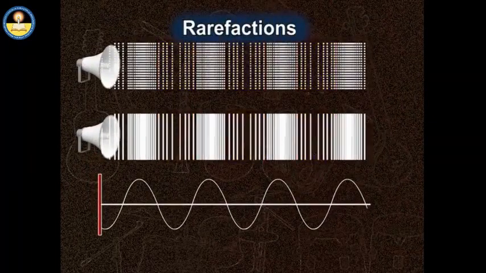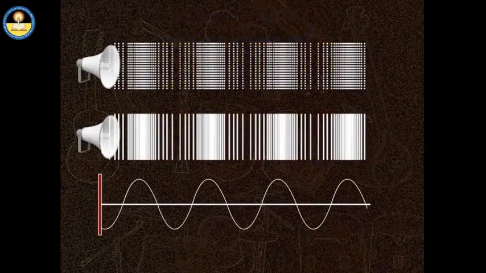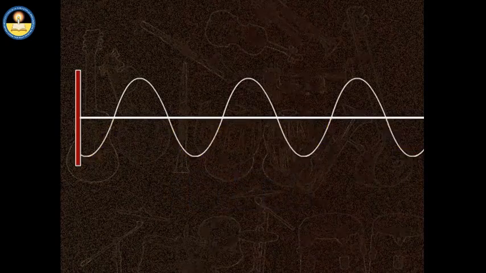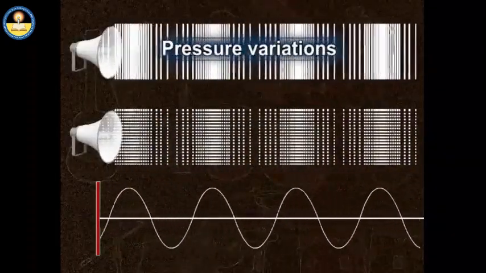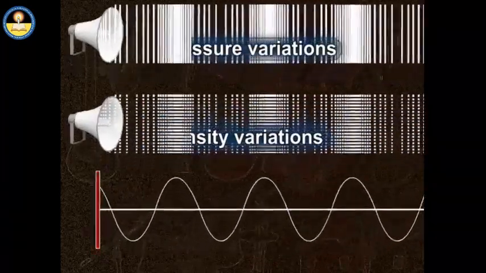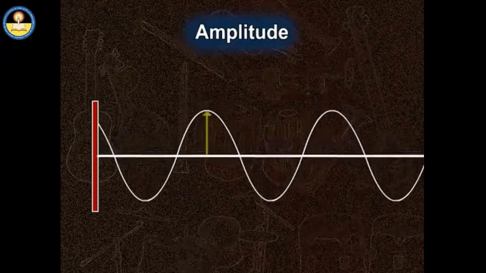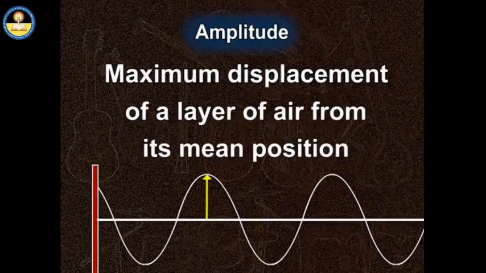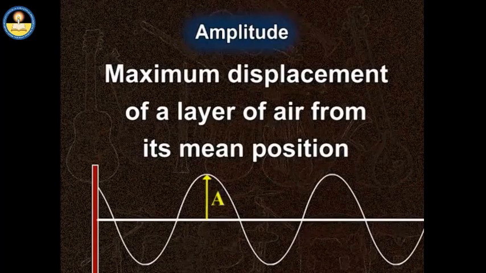Whereas the rarefactions are the regions where the pressure as well as the density is less than their normal values. Such regions are represented by the lower portion of the curve. A peak is called crest and a valley is called trough of the wave. Maximum value of the pressure or the density on either side of the normal value is called the amplitude of the wave. It can also be defined as the maximum displacement of a layer of air from its mean position when the sound waves propagate through the air. It is usually represented by letter A.